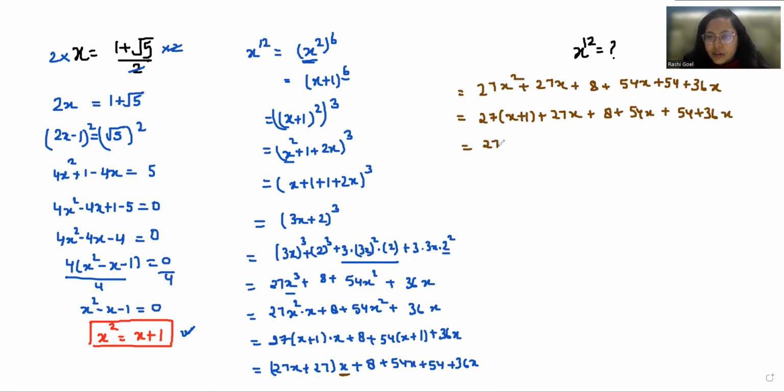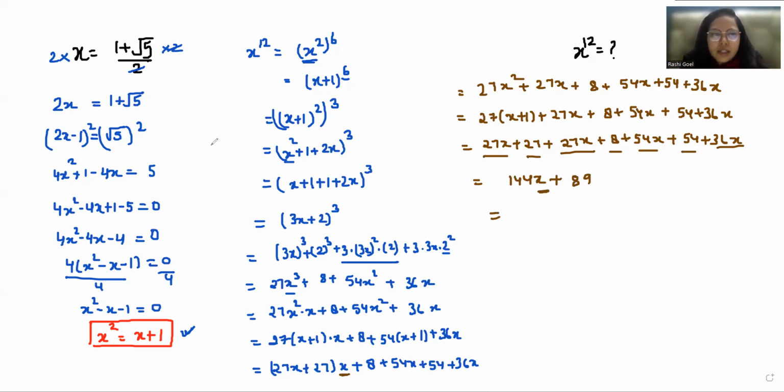So 27x plus 27 plus 27x plus 8 plus 54x plus 54 plus 36x. Now we are going to add 27x plus 27x plus 54x plus 36x. It gives us 144x plus 27 plus 8 plus 54, which is 89.